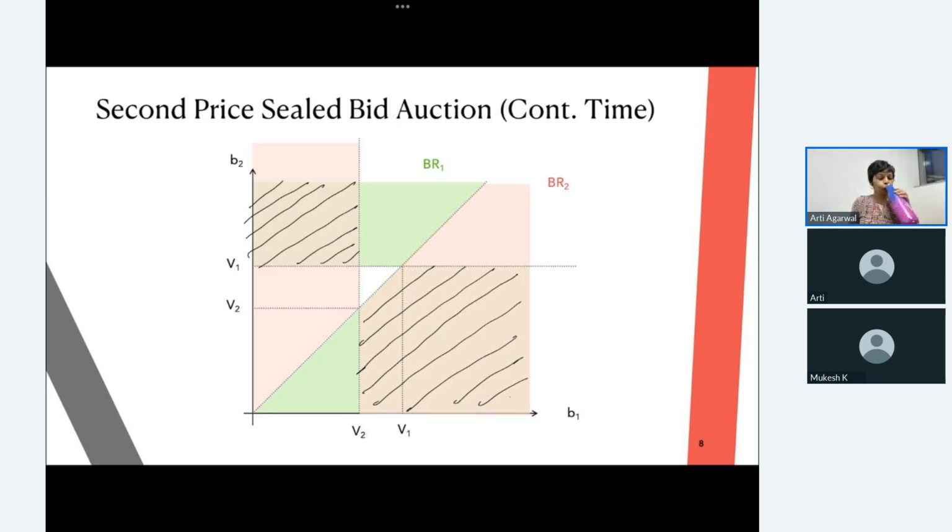Okay, I hope this is clear. I've taken the example of the second price sealed bid auction because it's a little more confusing and a little tricky. If you want, you can do a similar analysis for the first price sealed bid auction also. In that, it is relatively much simpler because the amount you pay is not the other guy's bid, but it is your own bid.